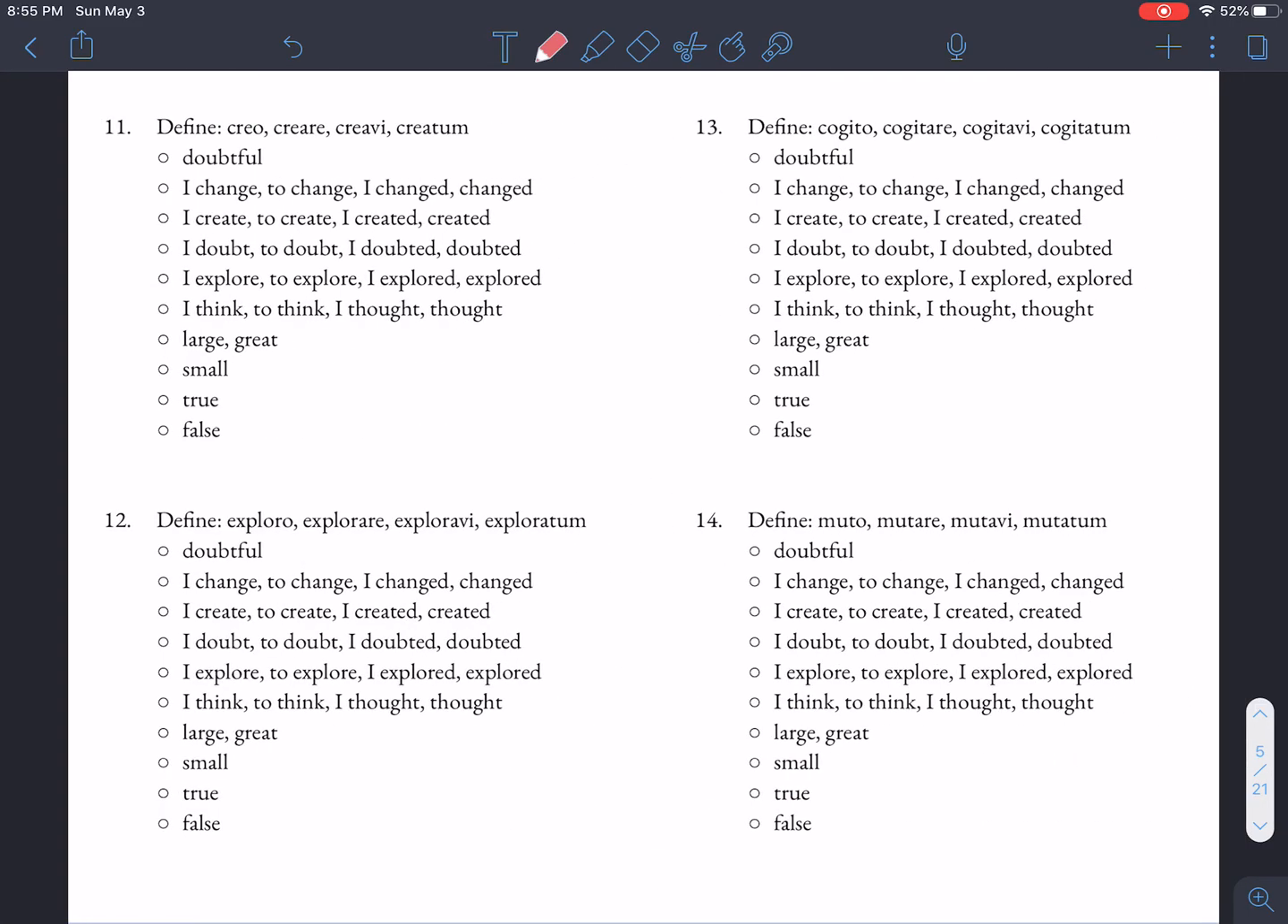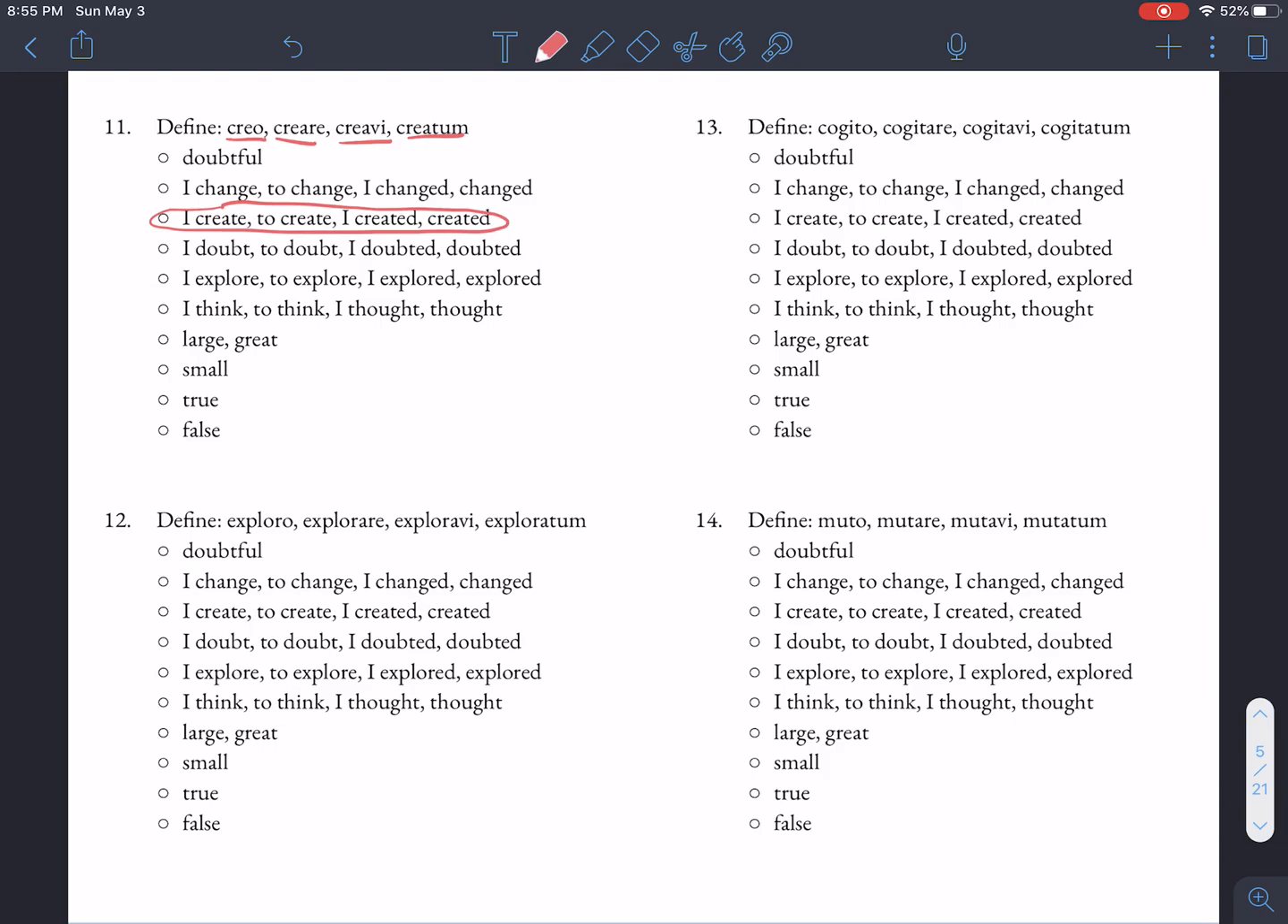Creo, creare, creavi, creatum. That's a verb. Now remember, it's got 4 principal parts. As we know, our verbs in definition are going to have 4 principal parts, so it's got to be one of these guys here. So creo, creare, creavi, creatum is I create, to create, I created, created.